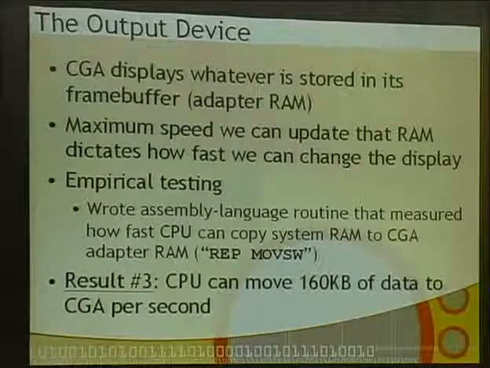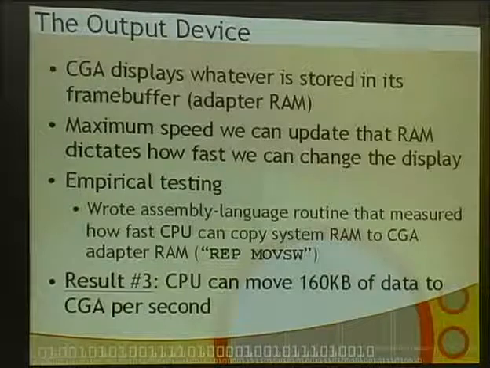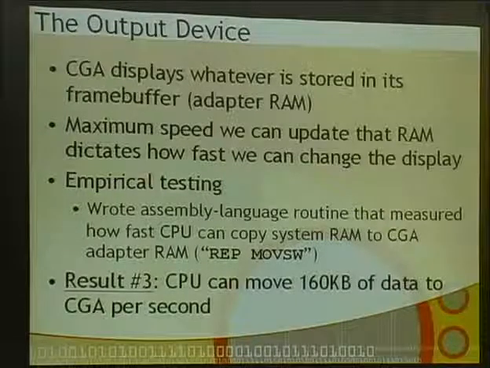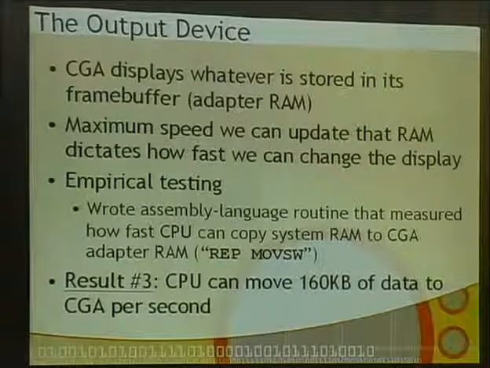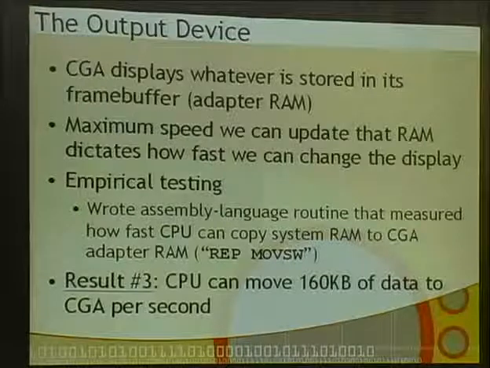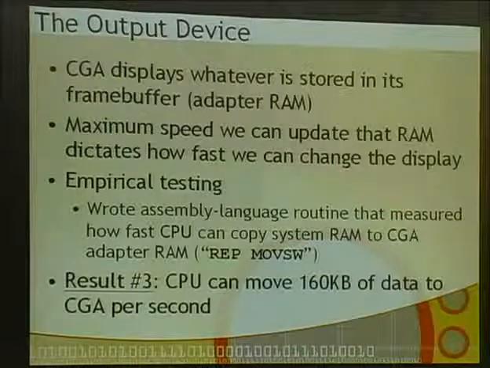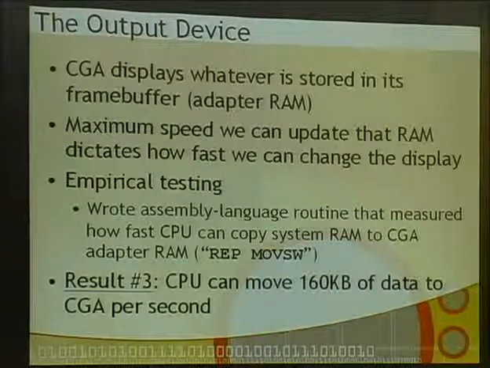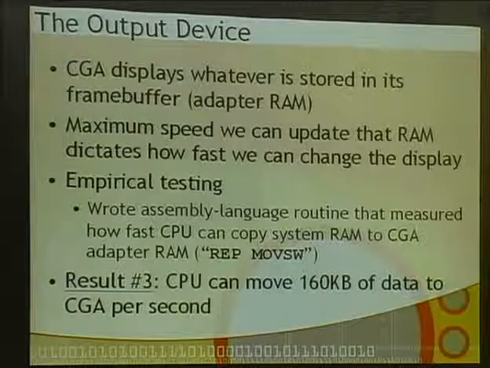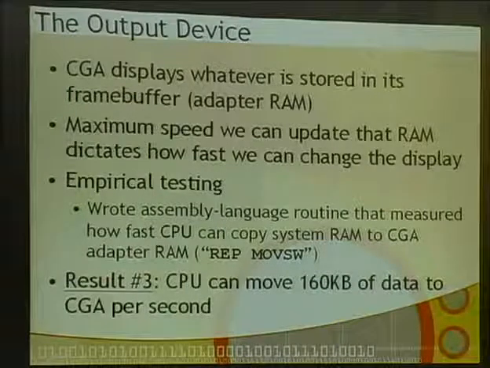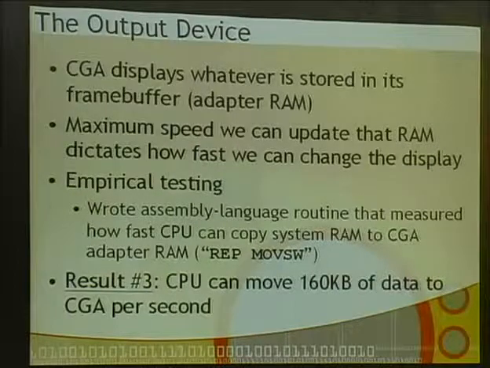Then we moved to the output device. To determine what was possible, let me give you a small history of CGA. CGA is a memory adapter that has a little bit of RAM on the card, and it is constantly scanning that RAM, and whatever is in that RAM is what's displayed on the screen. So essentially, however fast we can update that RAM is how fast we can change the contents of the screen. So, some more empirical testing. I wrote a small assembly language routine that measured how fast the CPU can actually move data into the CGA adapter RAM, and came up with 160K of data per second moving to the CGA card.